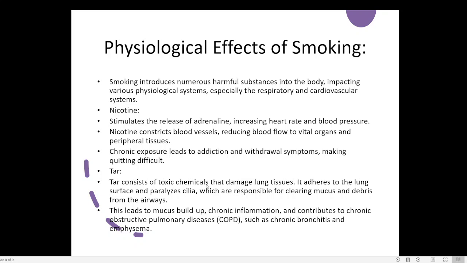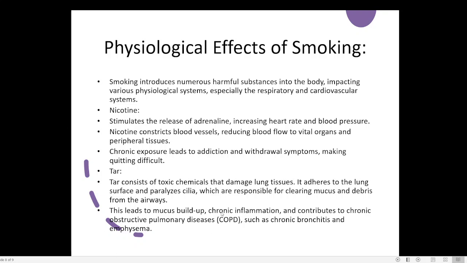The tar consists of toxic chemicals that damage lung tissue, and it adheres to the lung surface and paralyzes the cilia, which are responsible for clearing mucus and debris. When you are smoking, along with the smoke, a small amount of tar comes in. Tar means the same tar that is used for road repair. That tar gives a coating inside your lungs and blocks the functioning of the mucus, so the tar will be accumulating. That is why gradually that black color formation is taking place.